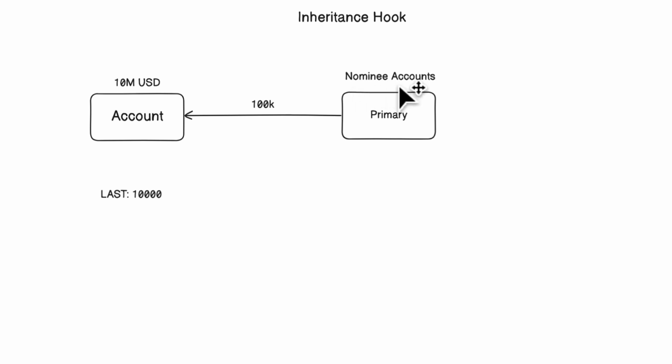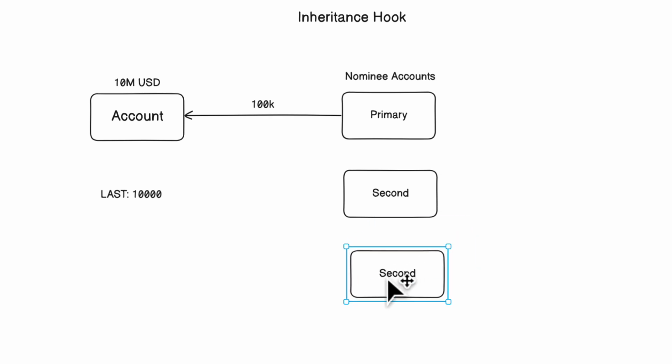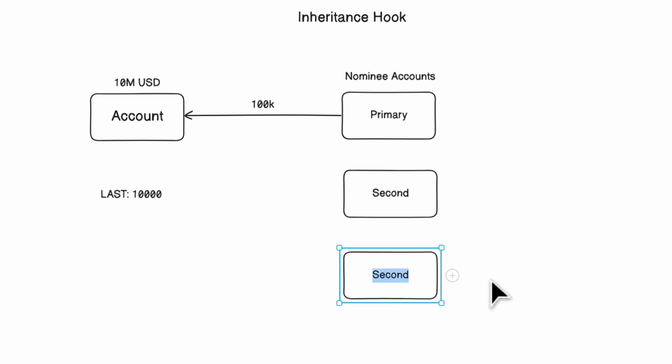So let's have two more nominees just in case. Let's call them the second and third nominee. Remember, these are just accounts on Xahau Network. It also makes sense to have a separate criteria for them to take over the main account. Let the time period be something like 200k.